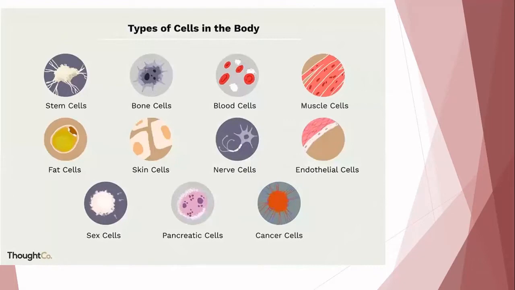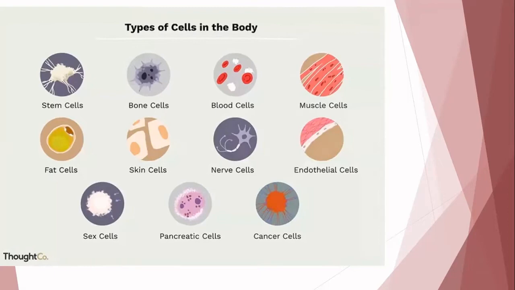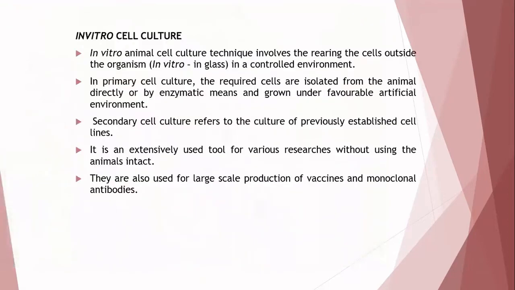This picture shows the types of cells in the body. Our organs contain different types of cells which are specific to the particular organ, like bone cells, blood cells, muscle cells, skin cells, and nerve cells. Each is unique in its own way. And the stem cells are the cells from which the other cells get differentiated. Stem cells are the origin from which the other cells get differentiated with particular specificity.